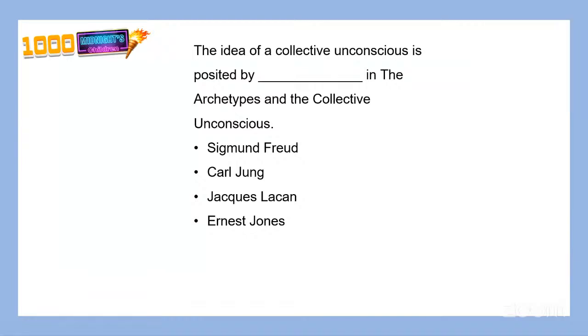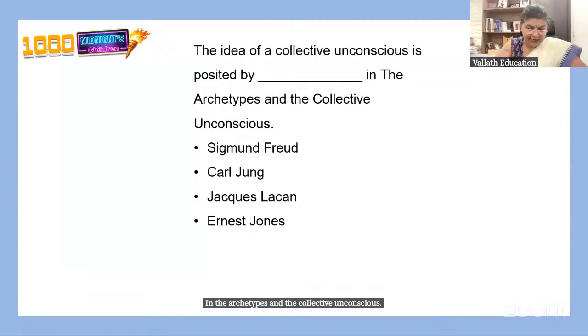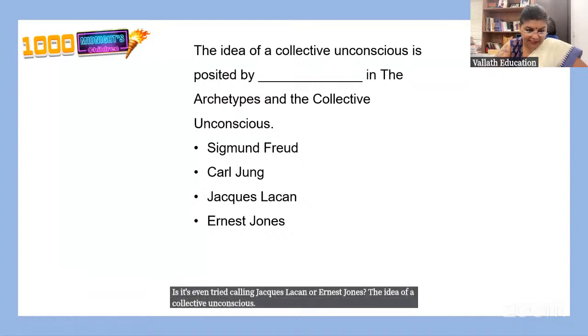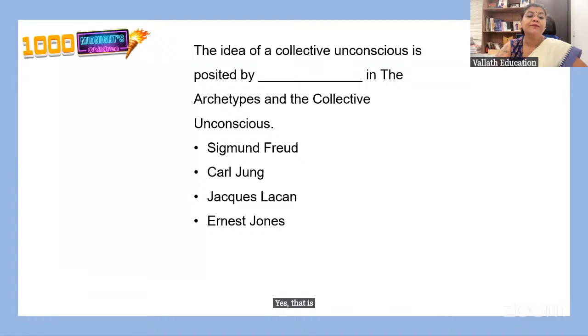In the archetypes and the collective unconscious. Ankita got stuck. Is it Sigmund Freud, Carl Jung, Jacques Lacan, or Ernest Jones? The idea of a collective unconscious. Yes, that is indeed Carl Jung. That's right.